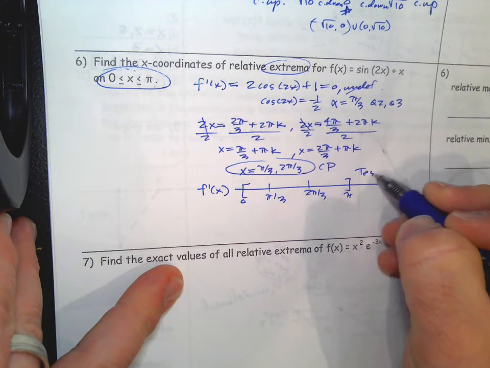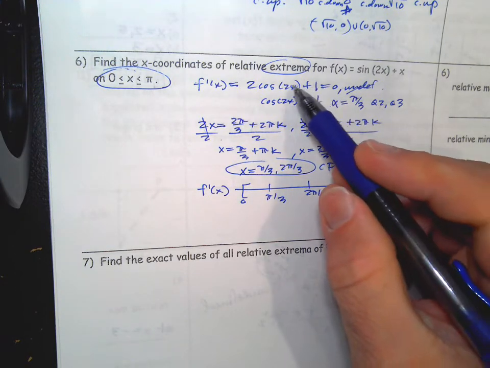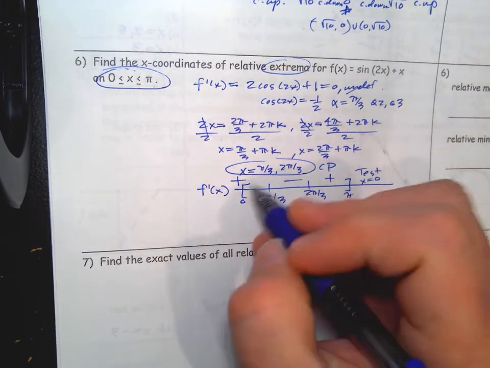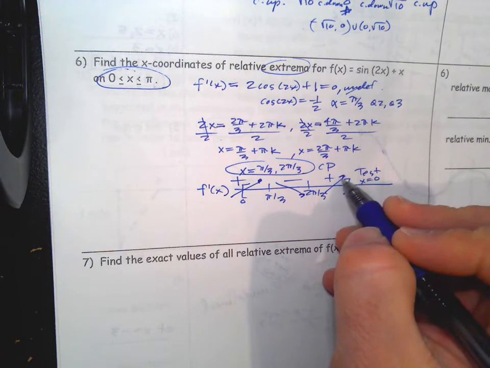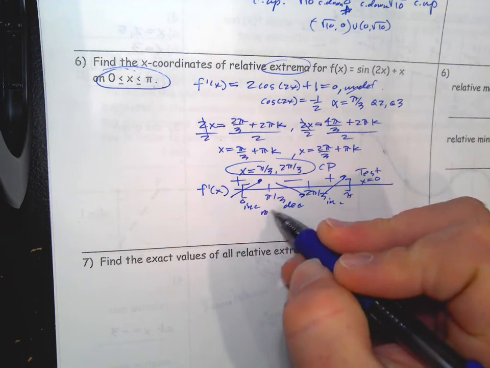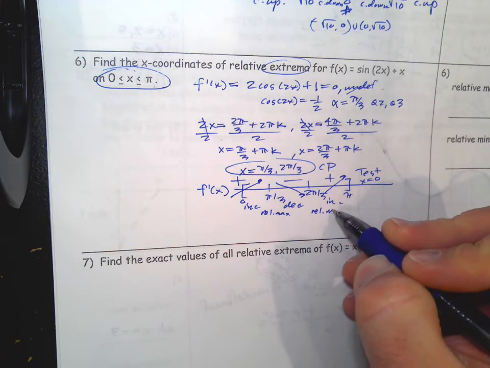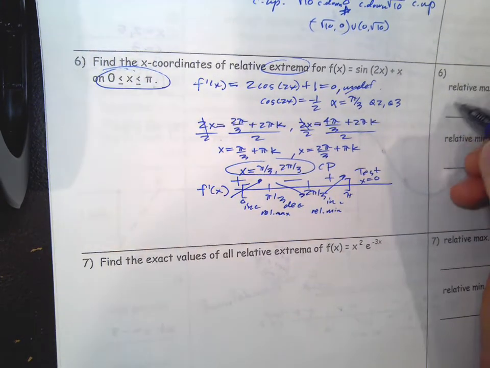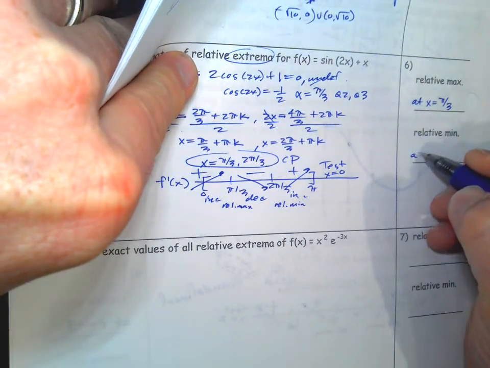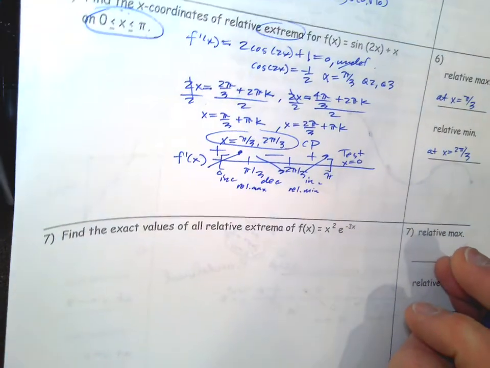Test a point. X equals 0 is my favorite trig point to test, as long as it's not a critical point. So plug it back in the derivative. Cosine 0 is 1. That's positive, negative, positive. Increasing, decreasing, increasing. This is clearly a relative max, and this is a relative min. So we have a relative max at x equals pi over 3, and we have a relative min at x equals 2 pi over 3. That's how you do it.